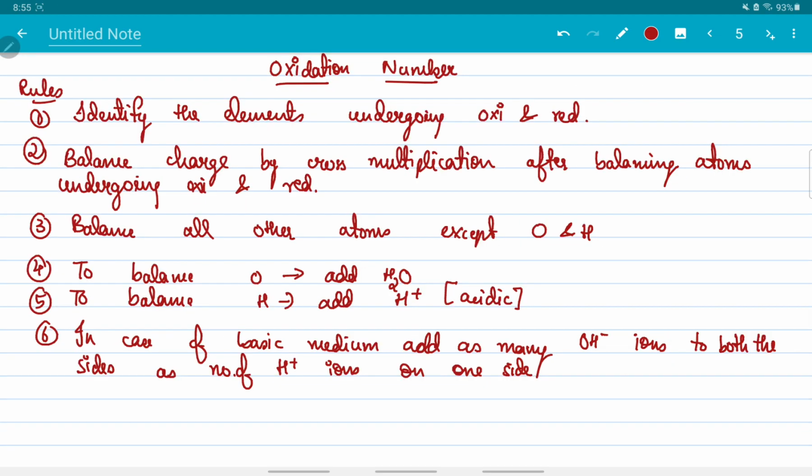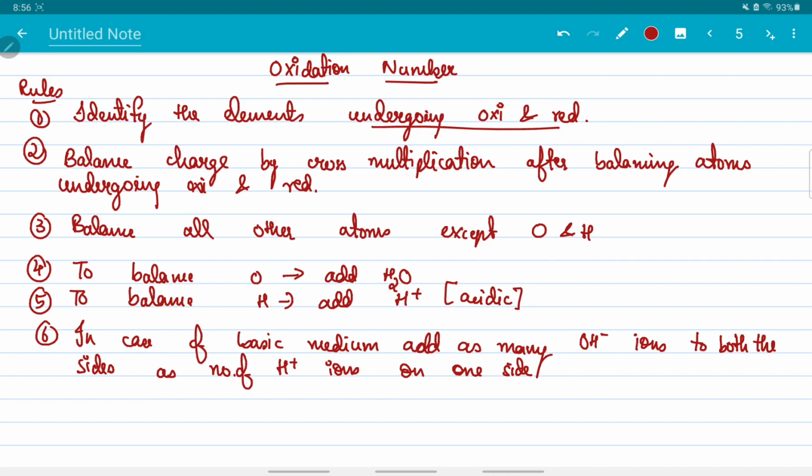Okay, so now here comes our next method, that is the oxidation number method. So these are the rules or the steps to balance your equation by the oxidation number method. The first step is to identify the elements that are undergoing oxidation and reduction. We know from our previous equations how to identify them. After identifying them, we are supposed to balance the charge by cross multiplication only after balancing the atoms which are undergoing oxidation and reduction.